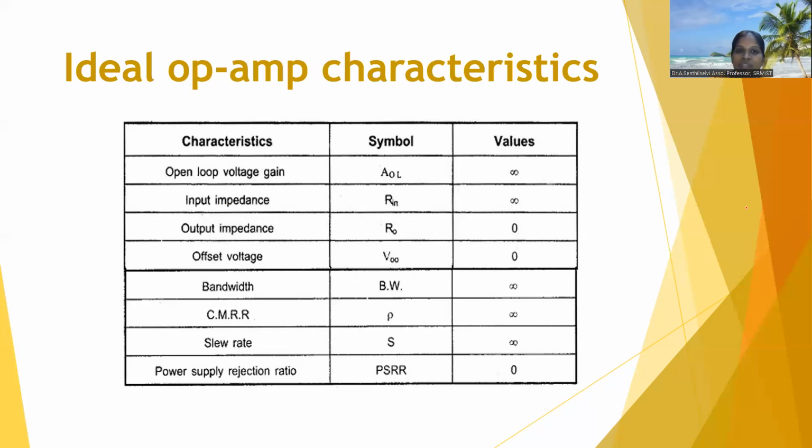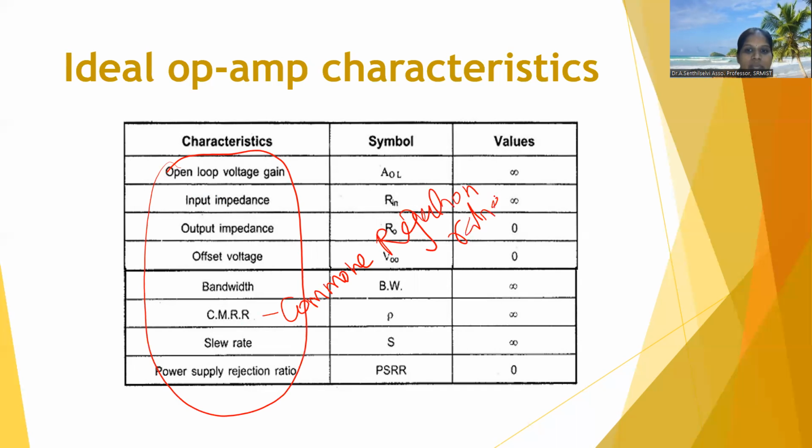Before going to that, these are the parameters related with the operational amplifier: open loop gain, input impedance, output impedance, offset voltage, bandwidth, and CMRR, which is common mode rejection ratio. It means how well it removes the unwanted signal from the input. Then slew rate, which is how the output behaves for a step input. Then power supply rejection ratio. These are the parameters related with the operational amplifier.